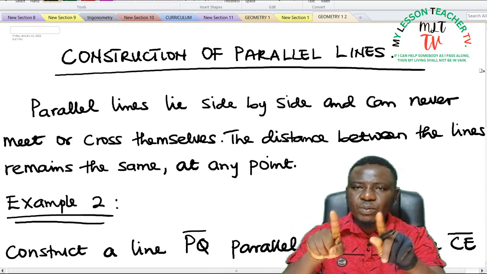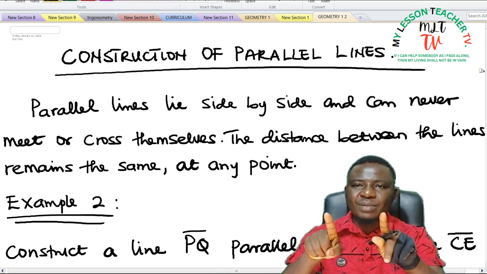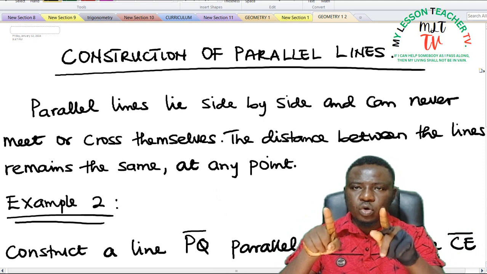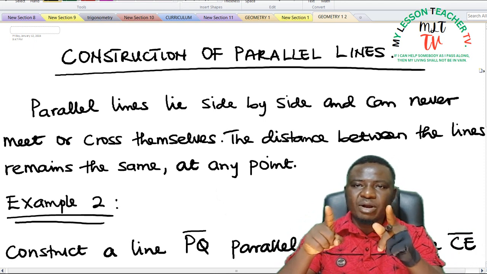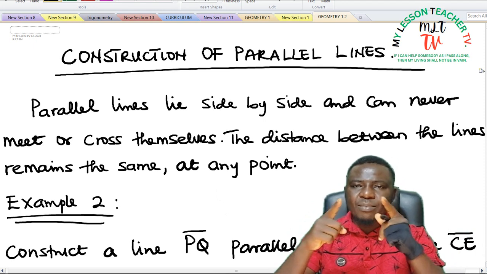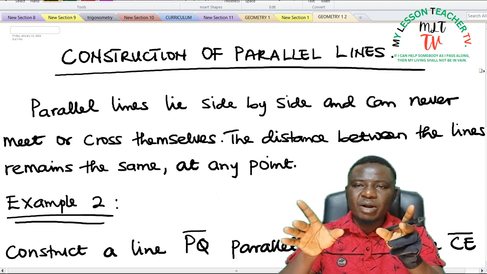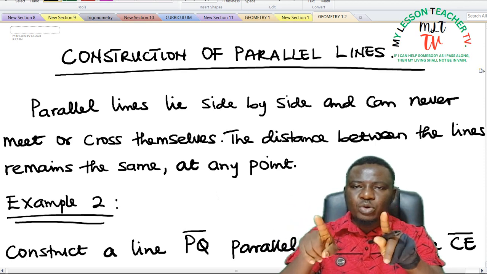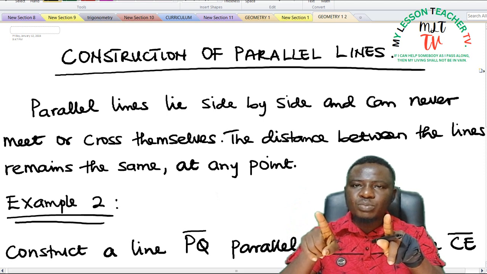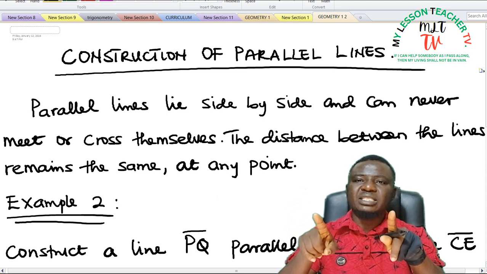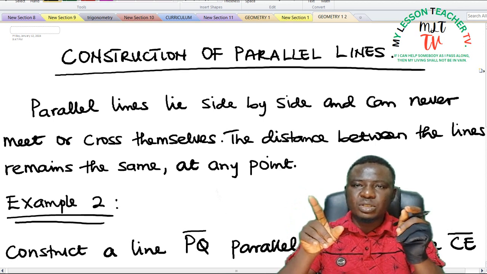Two lines are said to be parallel when they never meet. Okay? When drawn, they never meet. They are said to be parallel lines. When they meet at any point, then they are not parallel lines. How do we know that they are parallel lines? They are parallel in the sense that the angles between the two lines are said to be 180 degrees. And they are said to be equidistant at any point.